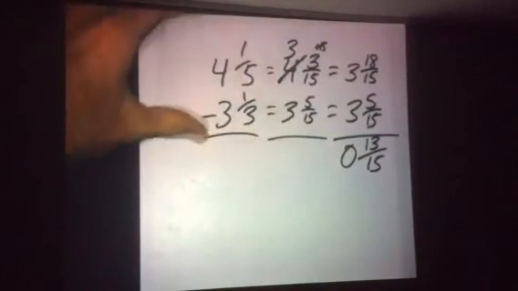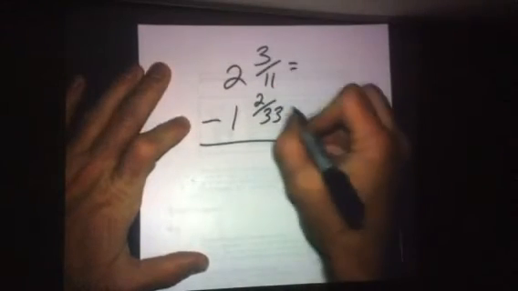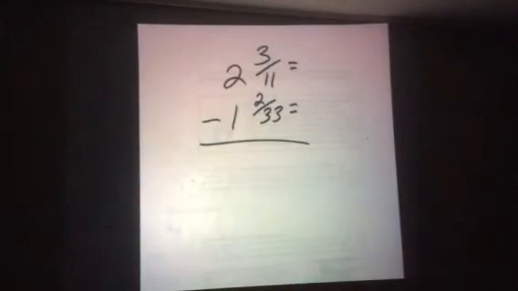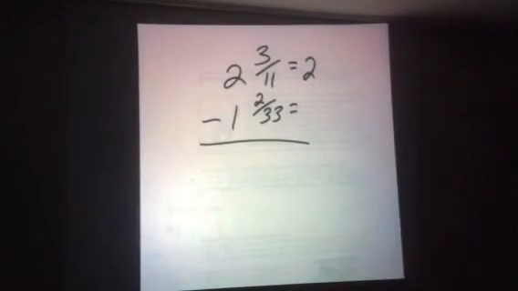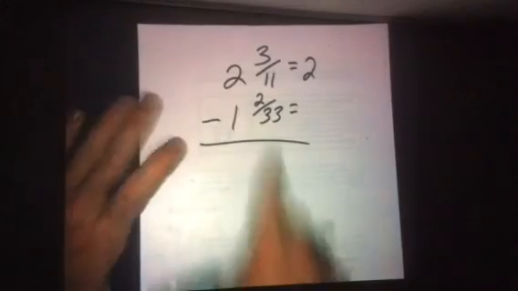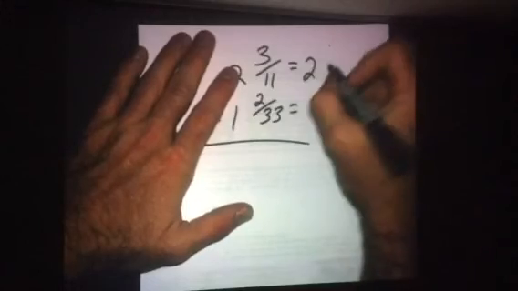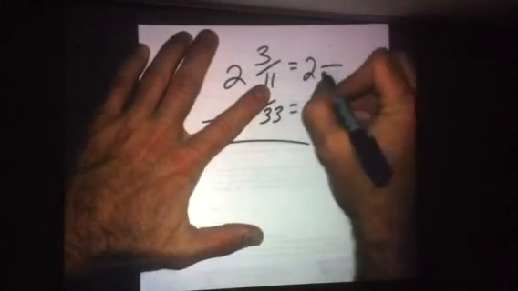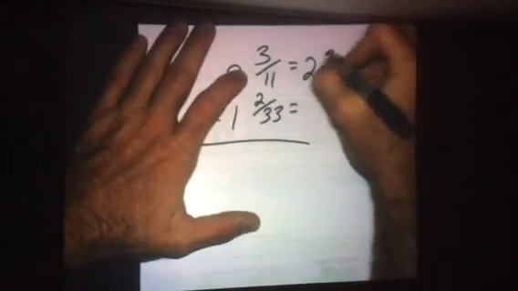So, last one. We have 2 and 3/11 minus 1 and 2/33. As with all the other ones, we always want to have a common denominator. We find those multiples: 11, 22, 33. Oh, you can tell 33 is a multiple of 11. So I need to make this into 33 by multiplying by 3. If I multiply the bottom by 3, I multiply the top by 3.